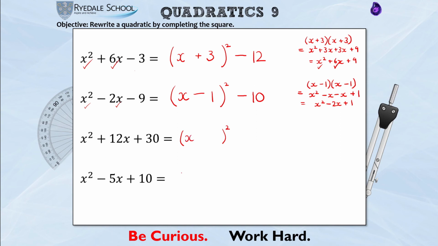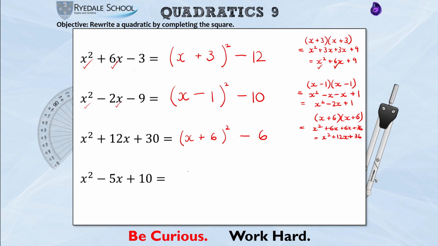My coefficient of x is 12. I need half of that. That is 6. What is (x plus 6) all squared? It is x squared plus 6x plus 6x plus 36. So it is x squared plus 12x plus 36. I need 30. I have 36. Subtract 6. Is it always going to be a takeaway here? Not always.